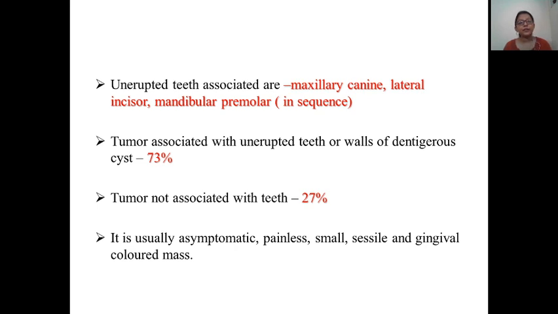The unerupted teeth associated are maxillary canine region, lateral incisor, premolar, mandibular premolar. These are all in sequence. Now 70% of the tumor is associated with unerupted teeth or the wall of a dentigerous cyst, and 27% is not associated with teeth. It is usually asymptomatic, painless, small, sessile, and it is a gingival colored mass.